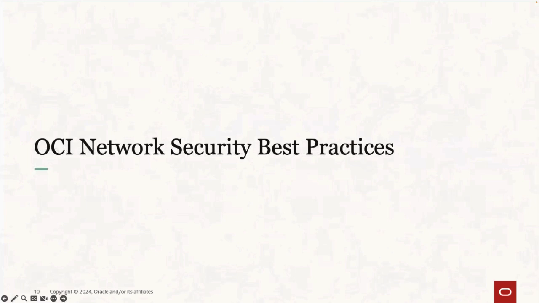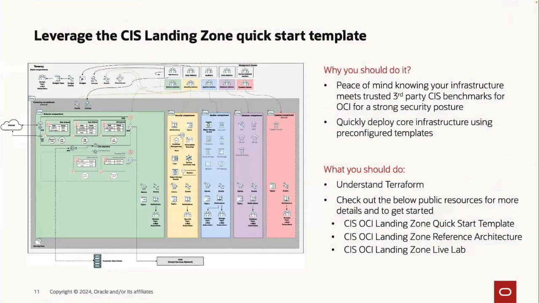All right. So our next session is going to cover our OCI network security best practices. To start off with, we have what we call the CIS landing zone as a quick start template. Now, before I start talking about the CIS landing zone and what it offers, let's briefly talk about what CIS is, or who CIS is.